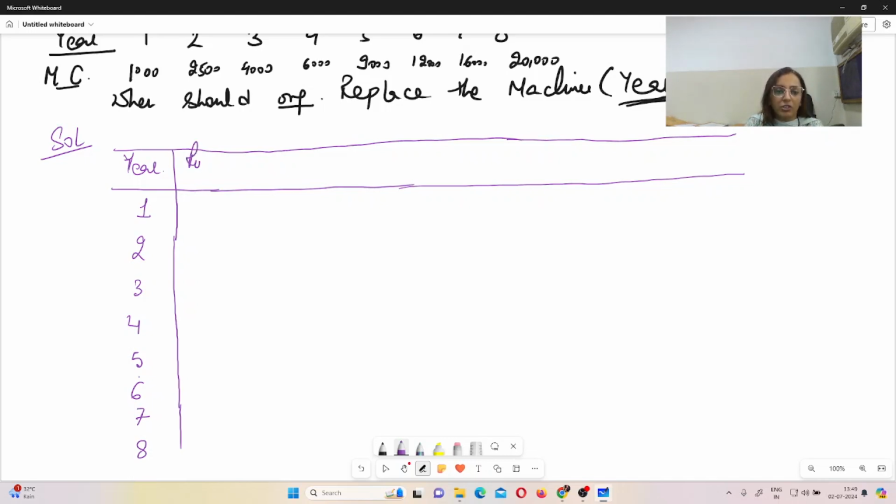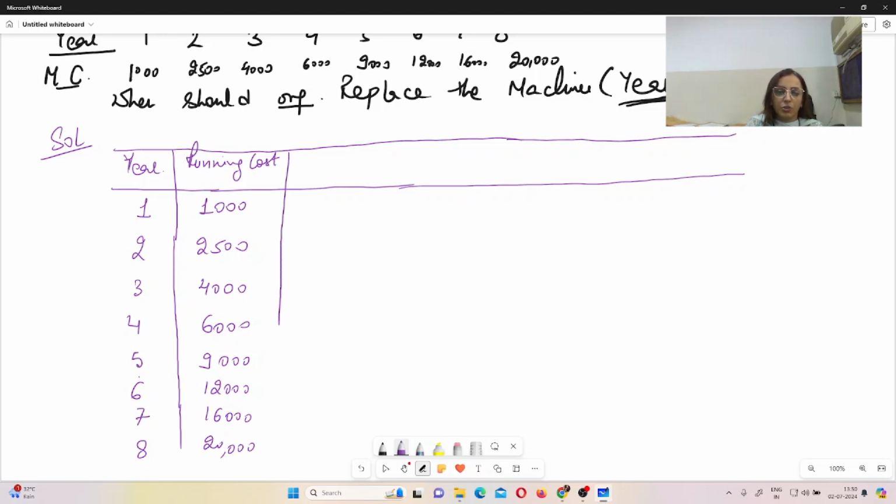The running cost, or we can say the maintenance cost, is given to you. In the first year it is 1,000, in the second year 2,500 rupees, then 4,000, then 6,000. In the fifth year it is 9,000, sixth year 12,000, seventh year 16,000, and in the eighth year 20,000 rupees. This is the running cost given to you. The first step is the year, and the running cost is the second point.